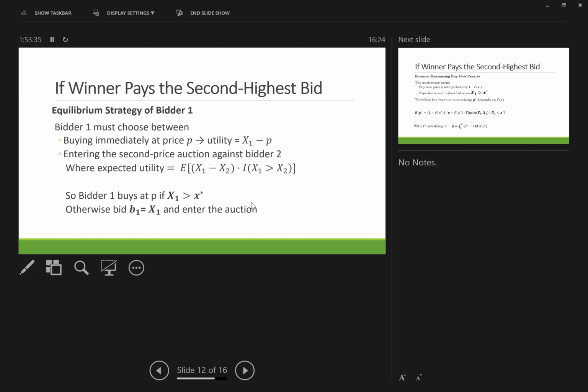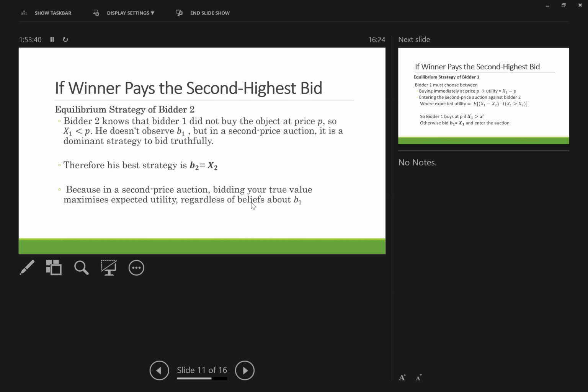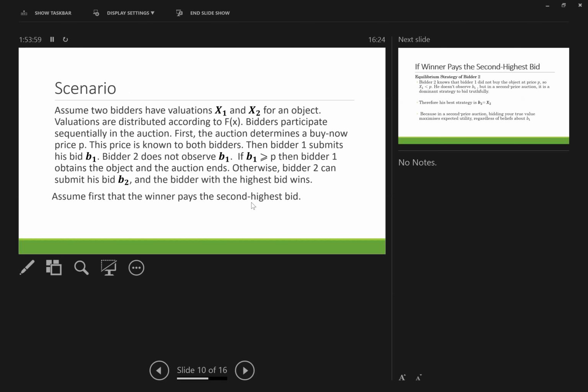So the first one is a case where we have the second highest bid. In the second highest bid case, there are two people. Let me take King and, is Pastor Fred on the call? So let me take King and Pastor Fred, right? King is bidder 1, Pastor Fred is bidder 2. Now, King has a value of X1, Pastor Fred has a value of X2.